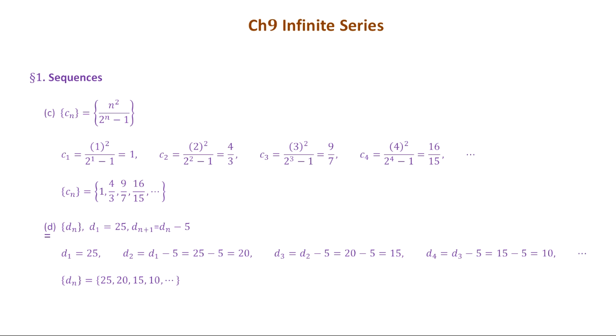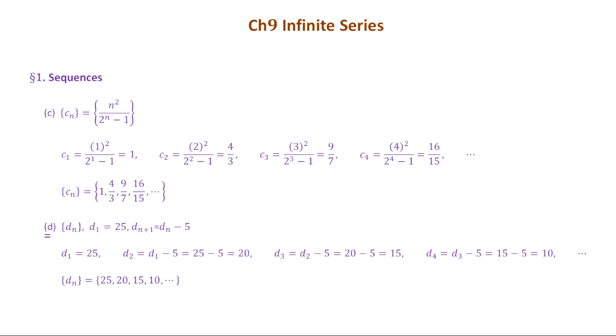And the next term will be 4 squared over 2 to the 4th minus 1 if you plug in 4 for the n in the formula. 4 squared is 16, and 2 to the 4th is also 16. So you get 16 minus 1 in the denominator, which is 15. So the fourth term will be 16 over 15. So then you get the actual numbers in the sequence. Starts from 1 and followed by 4 over 3, 9 over 7, 16 over 15, and so on.